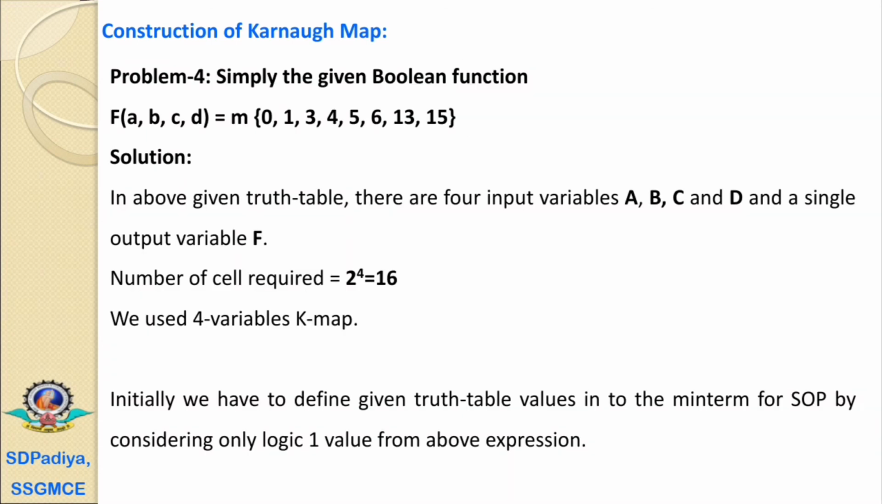The fourth problem statement is to simplify the given Boolean function. Now, the function is with the 4 variables A, B, C, D and with the minterms 0, 1, 3, 4, 5, 6, 13 and 15. Therefore, to simplify this given function, we require a K-map of 2 raised to power 4, that is equal to 16 cells.